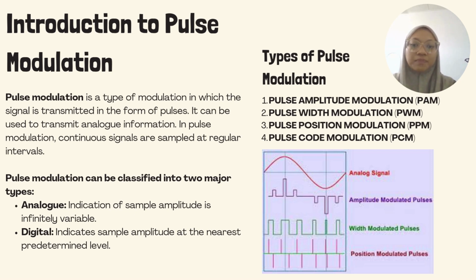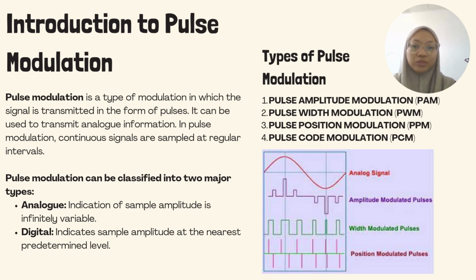On the other hand, digital pulse modulation converts the sampled amplitude to the nearest predetermined level. It essentially quantizes the signal, making it suitable for digital transmission. An example of digital modulation is pulse code modulation. Now I will explain the difference between all of the pulses.